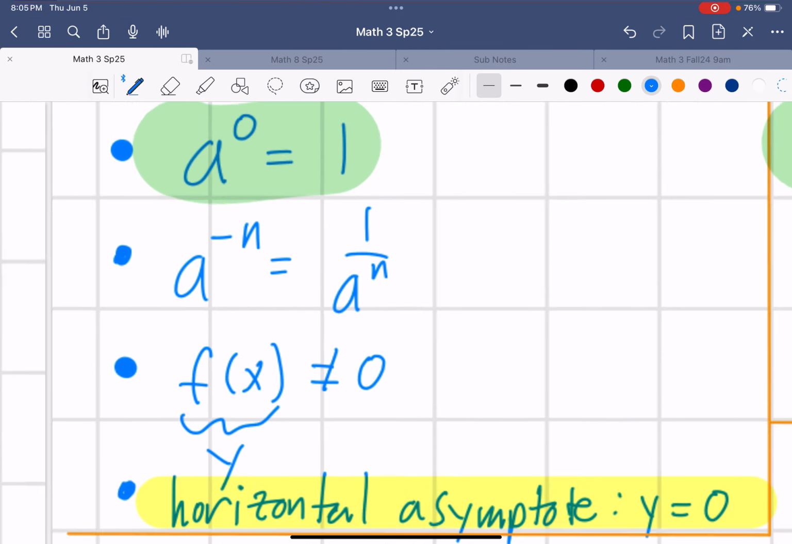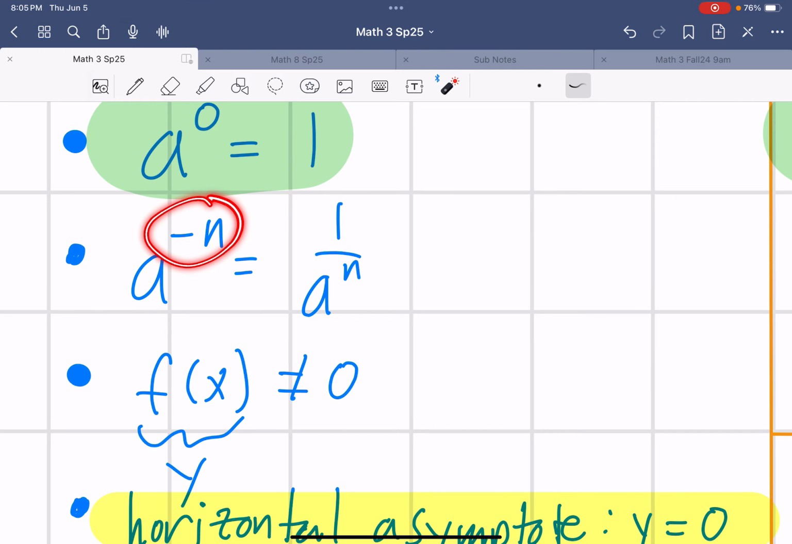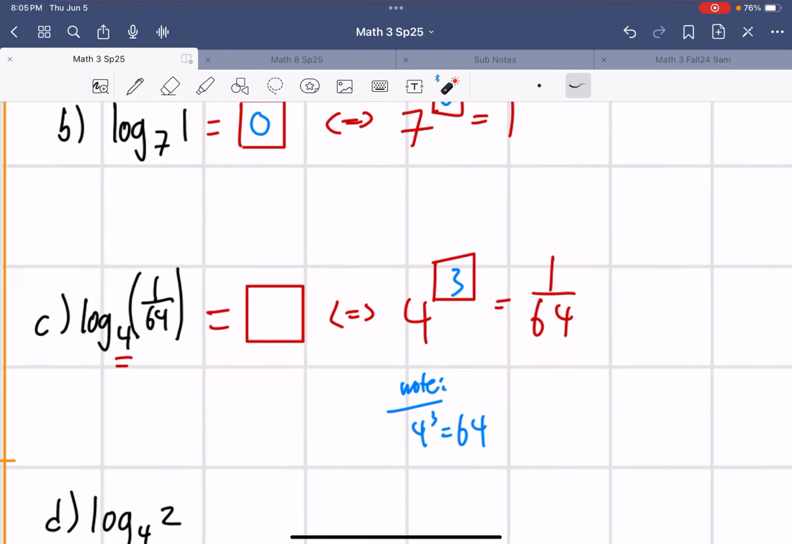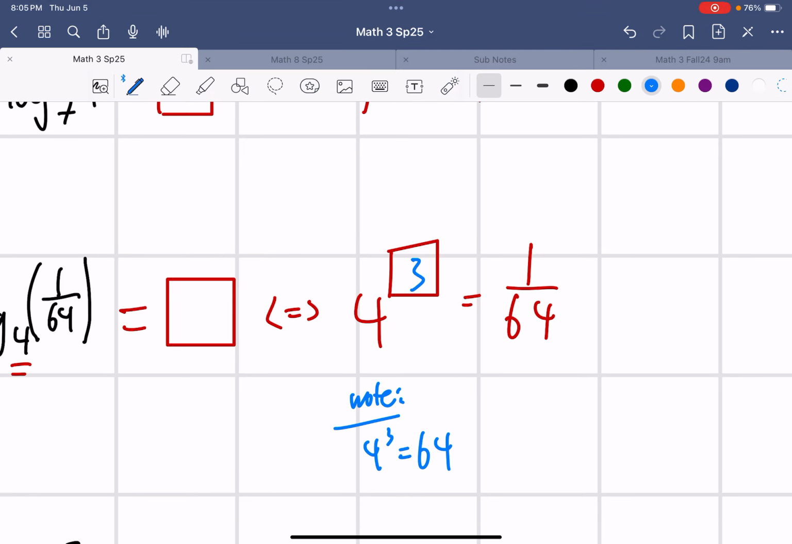Well, this was for exponents, but a negative exponent makes a fraction. So I can do this by just putting a negative, and that will turn it so the 64 goes down to the denominator. Because right now it's just a positive 3. If I put a negative, it will turn this into the denominator.